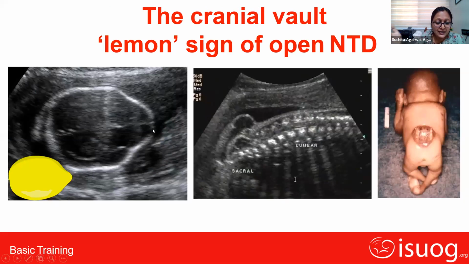As there occurs leakage of the cerebrospinal fluid, there occurs scalloping of the frontal bones. These are the frontal bones. So there occurs scalloping of the frontal bones, and this becomes lemon shaped. You see, this is a lemon. This is the shape of the lemon. So there occurs scalloping of the frontal bones. So lemon sign. And when we move downwards, we find a big open neural tube defect. So lemon sign is a sign of open neural tube defect. So again, looking at the BPD plane becomes so important for us.